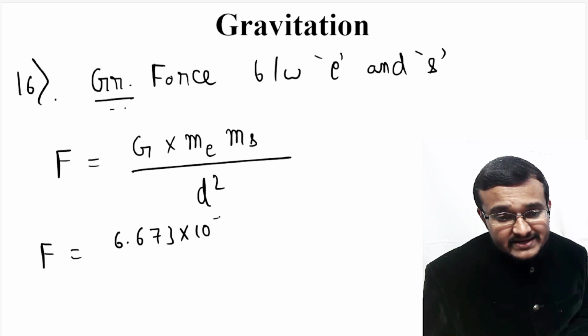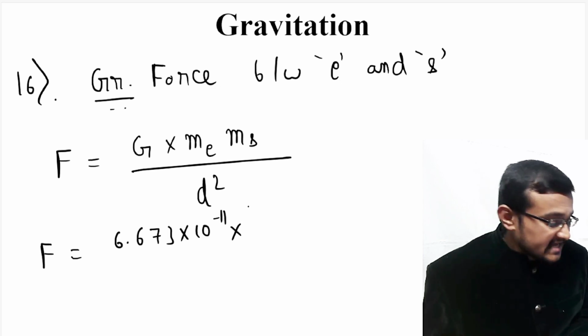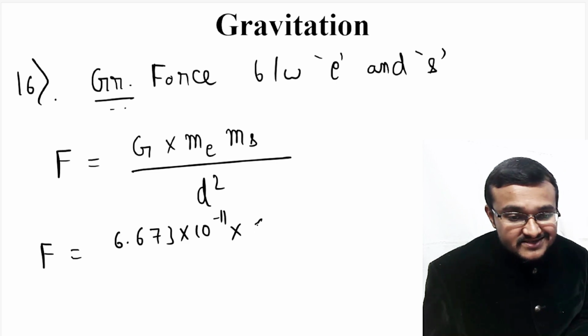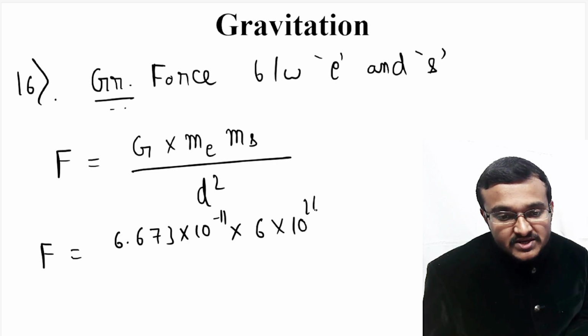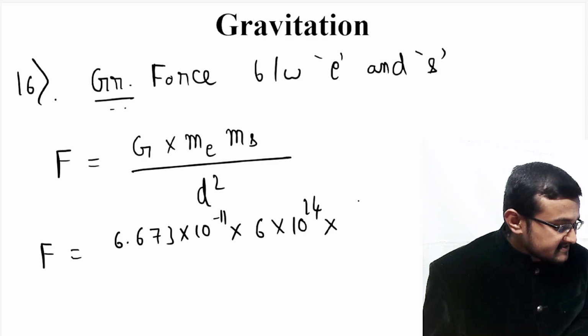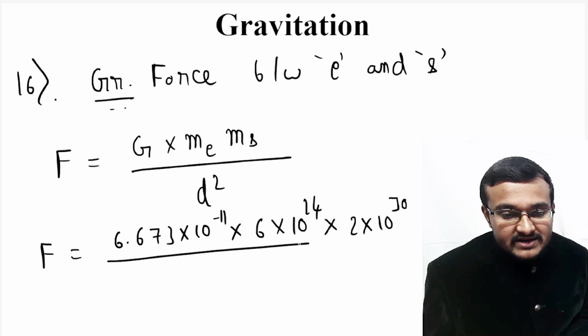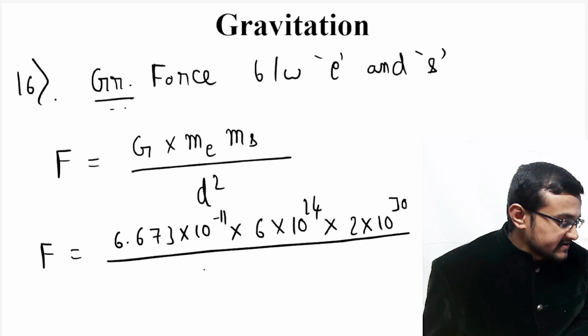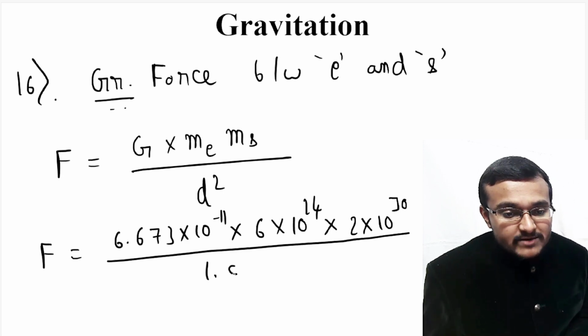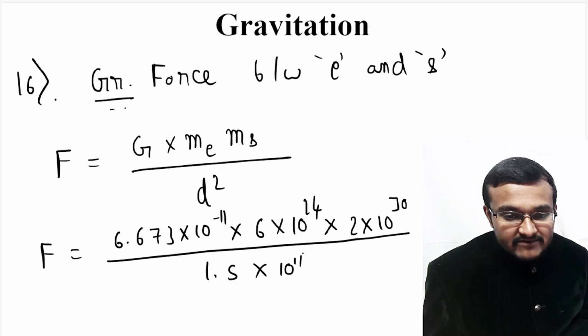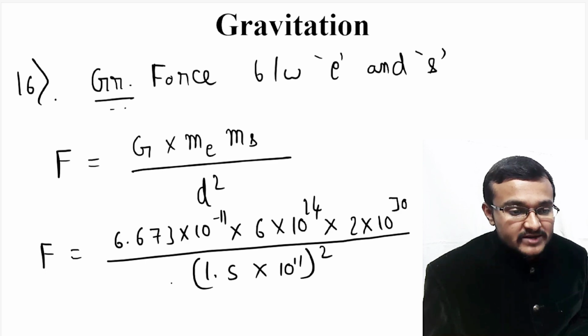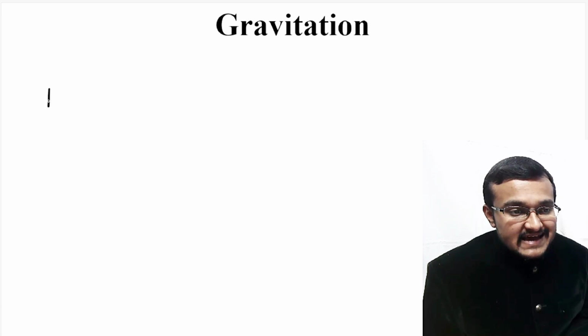So now force is equal to 6.673 into 10 power minus 11. The mass of Earth they have given here as 6 into 10 power 24 kg, into mass of Sun they have given as 2 into 10 power 30 kg, divided by the distance between Earth and Sun they have given as 1.5 into 10 power 11 meter, whole square. So now we can calculate this force by solving this.